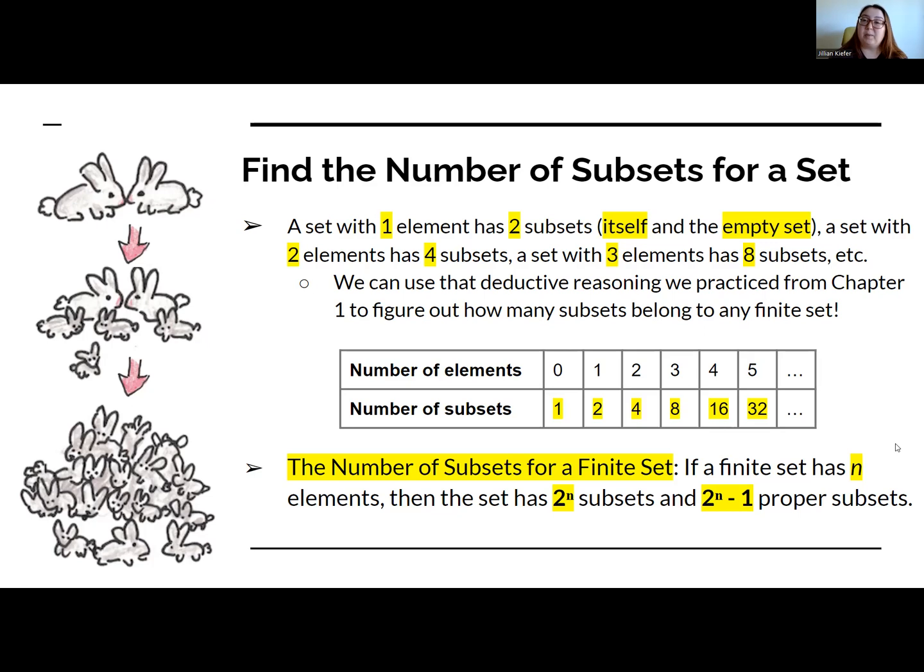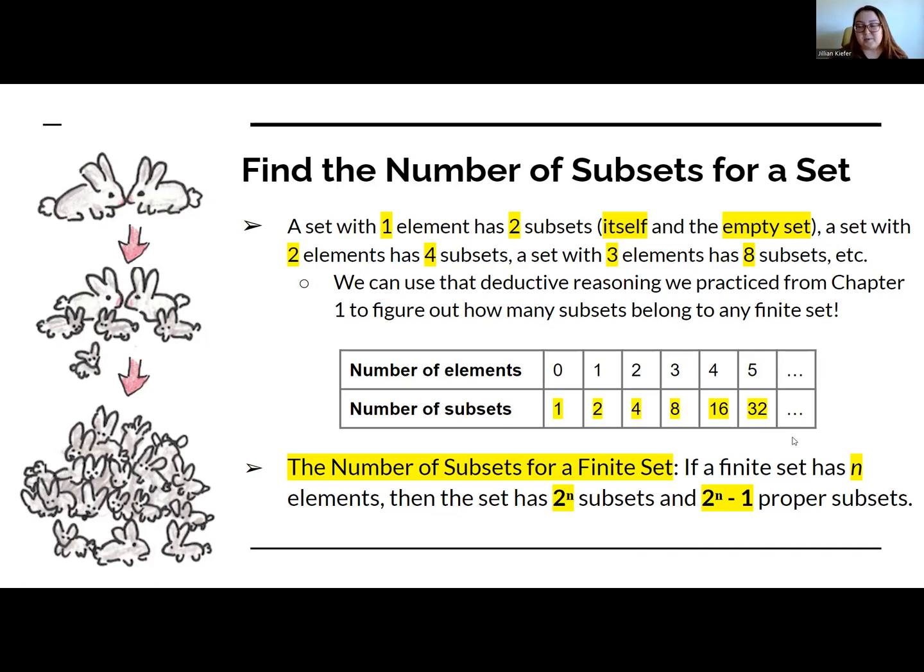And we also have proper subsets. We said the proper subset would be everything except the subset of itself. So proper subsets would be 2 to the power of n minus 1, since there's always just 1 subset of itself. So now we can find the number of subsets for a finite set without actually finding all of those subsets and counting them. We know how many subsets it would potentially have.